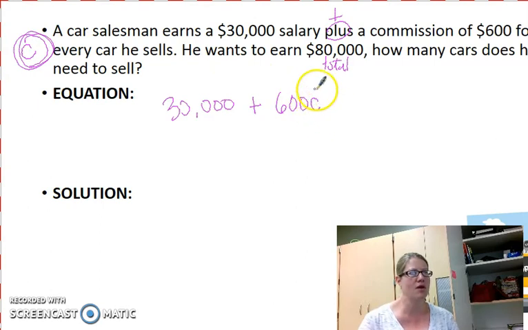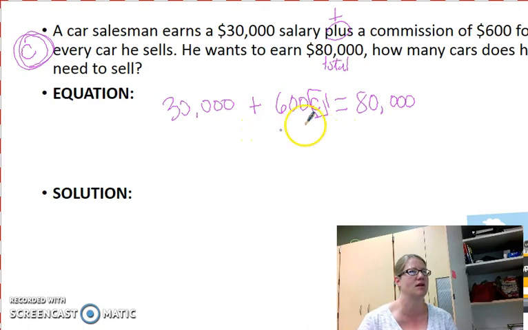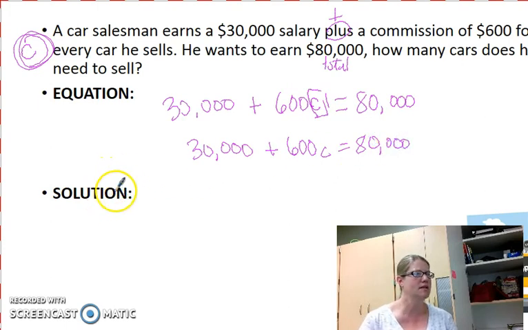If I take the number of cars he sells and multiply it by 600, that's going to tell me how much he's going to earn from selling the cars, from the commission. And then he wants to earn at least $80,000. So we're going to set this equal to $80,000, because if I can set this equal to $80,000 and then solve for C, I will know how many cars he's going to have to sell in order to get that amount of money. So my equation is 30,000 plus 600C equals 80,000.